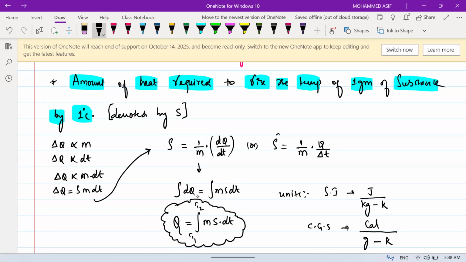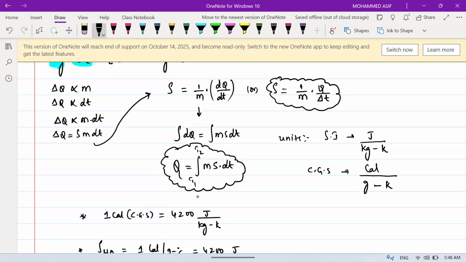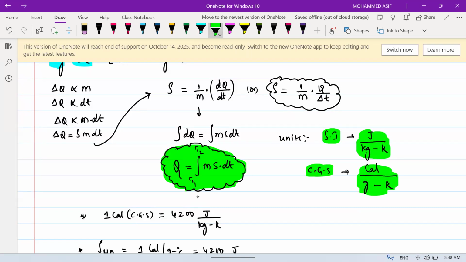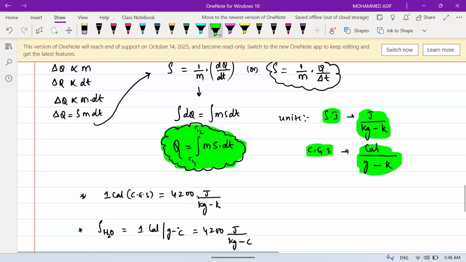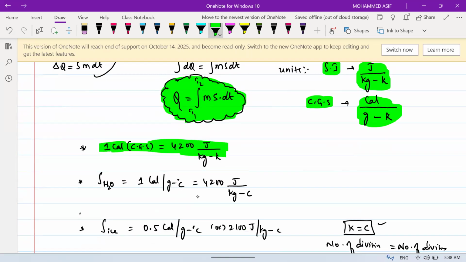Or else, if the energy is constant, directly you can use the formula S is equals to 1 by m into Q divided by delta T. The basic standard formula to do the numericals is Q is equals to m S into delta T. Delta T is the temperature change, T1 and T2 being the temperatures. SI unit is joule per kg Kelvin and CGS unit is calorie per gram Kelvin. 1 calorie is equals to 4200 joule per kg Kelvin. These are points you need to learn by heart and commit to your memory.